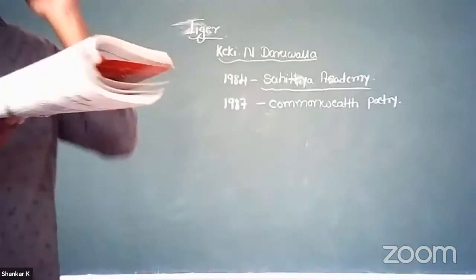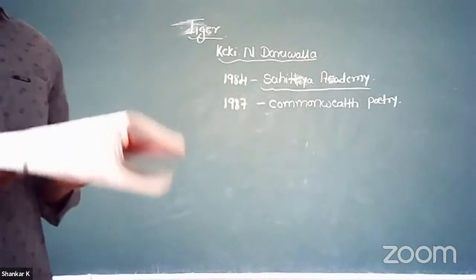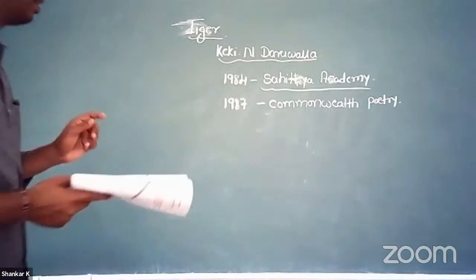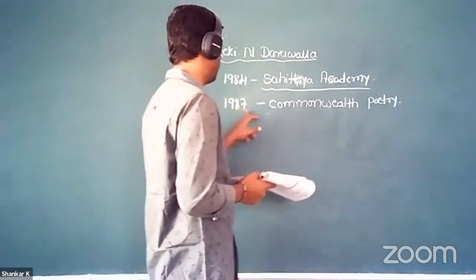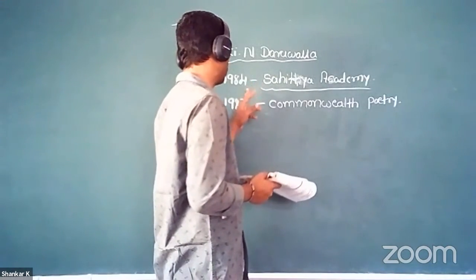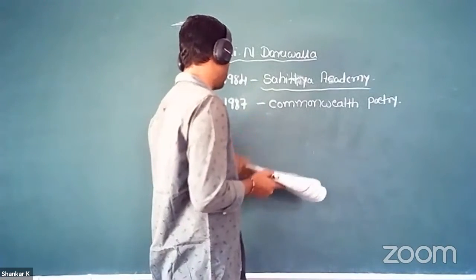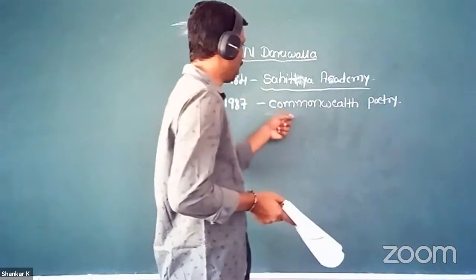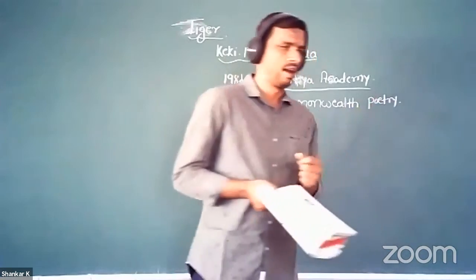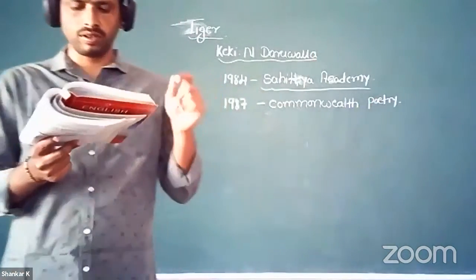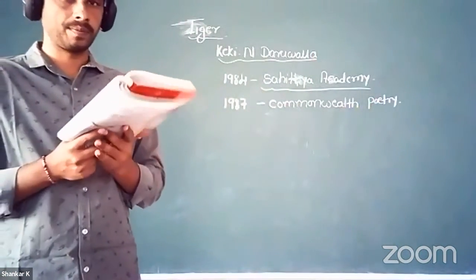Which work did he win the Sahitya Akademi Award for? The Keeper of the Dead. Now, in 1987, three years after winning that Sahitya Akademi Award, he won a Commonwealth Poetry Award for his other work that is called Landscape.